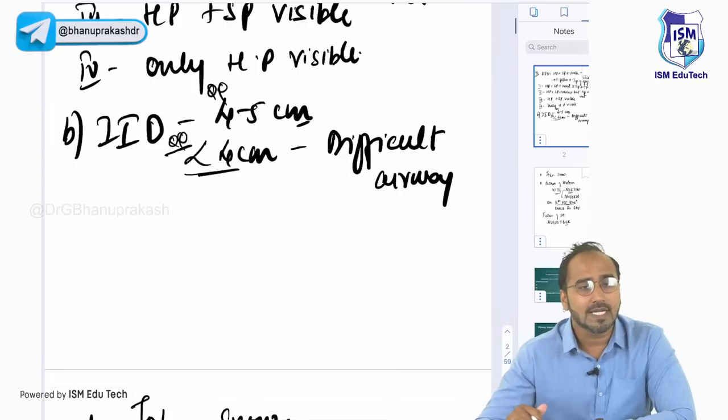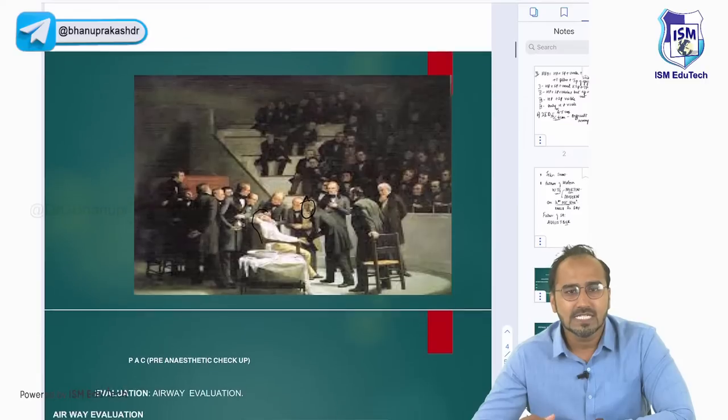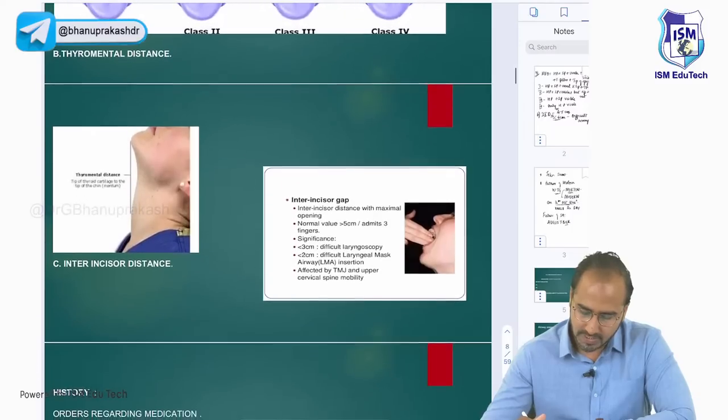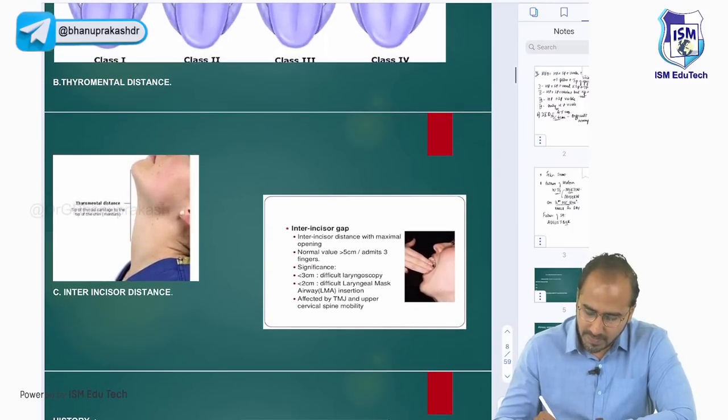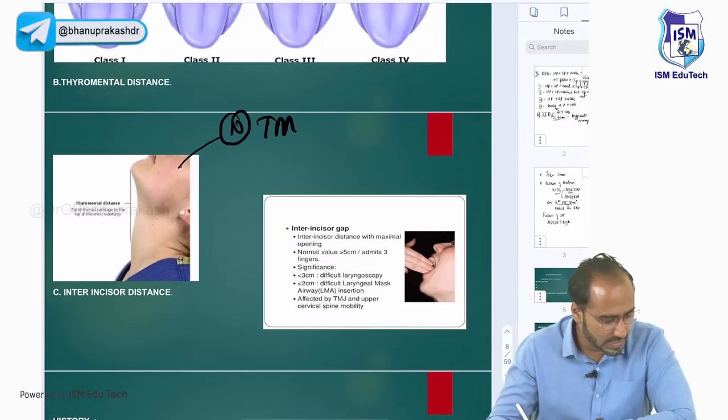The normal thyromental distance should be how much, guys? The normal thyromental distance should be more than 6.5 centimeters. Remember, guys, this is the thyromental distance.